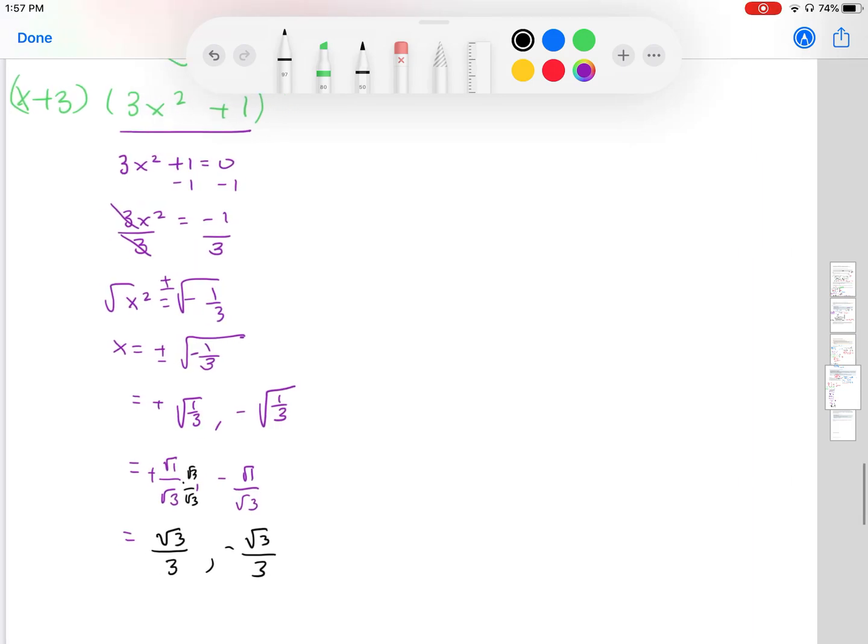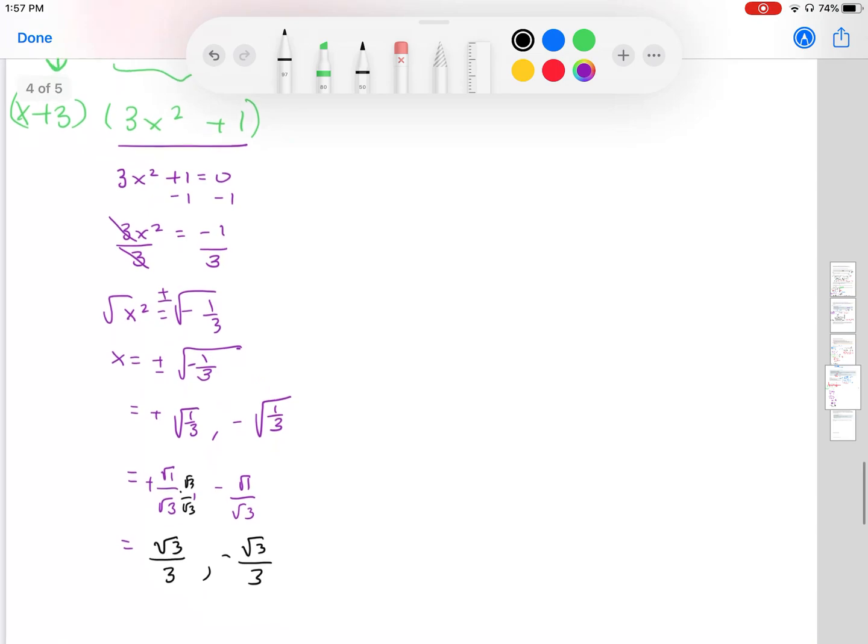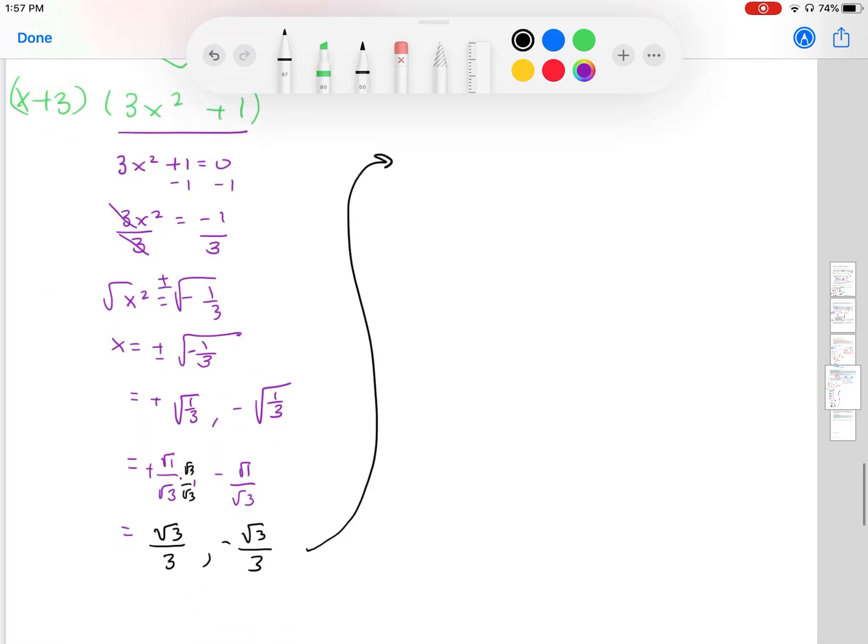Those are our two zeros. So your answer is x is equal to, well, we have -3 from our first one, and then we have square root of 3 over 3 and negative square root of 3 over 3.